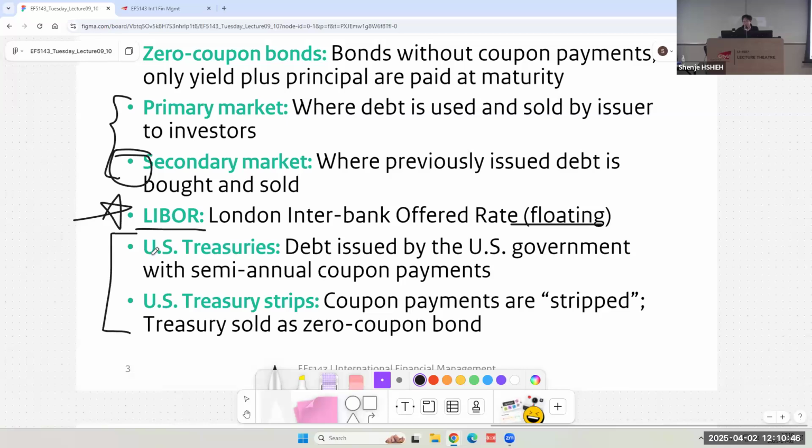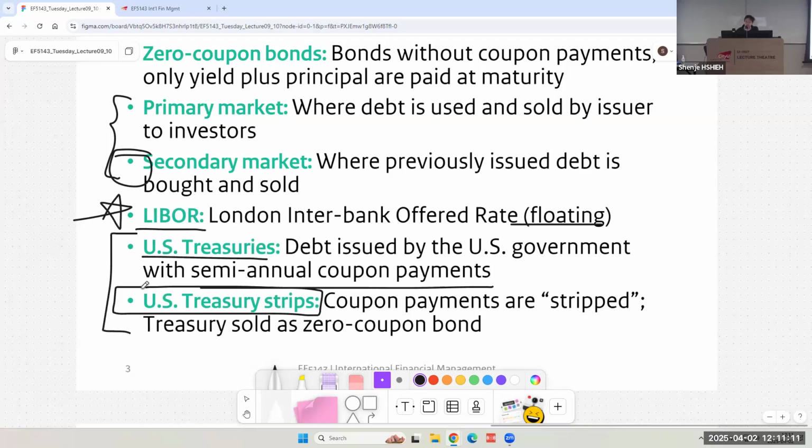And now, with regards to American issued government bonds, they're called treasuries. So we all know what treasuries are. They're debt issued by the US government with semi-annual coupon payments. That's the key difference between Chinese government issued bonds versus US. US is semi-annual.